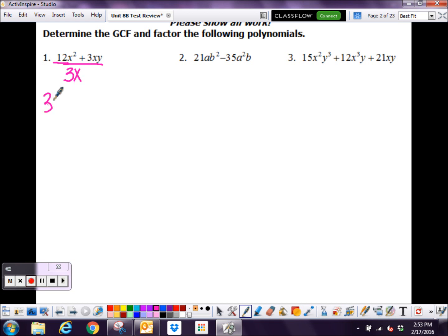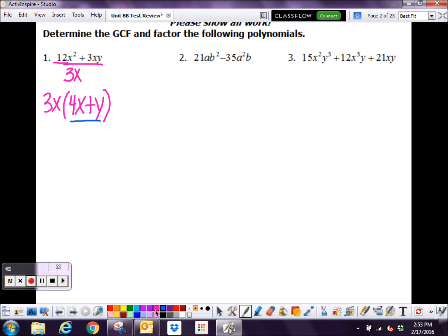But I need to take the GCF out and also write what's left. When I divide a 3x out from 12x squared, that leaves me with 4x. When I divide 3x out of 3xy, that just leaves me with y. Double check what you have left in your group. Double check that you don't have any GCFs left. If you still have something that they both have in common, then you didn't take the greatest common factor out.